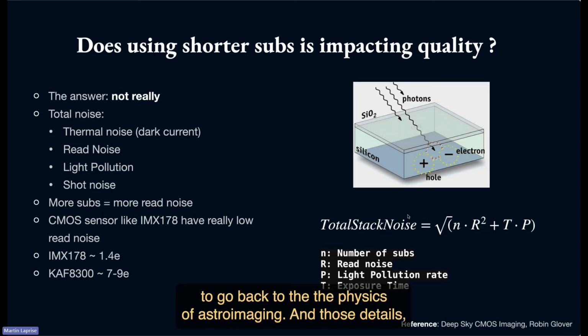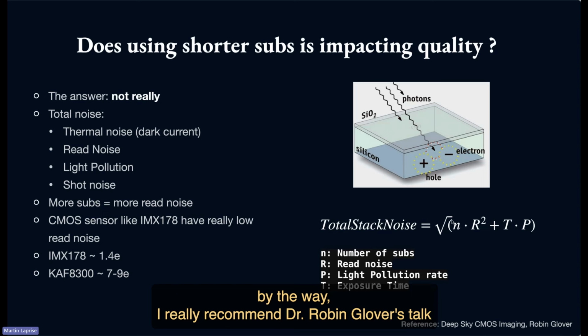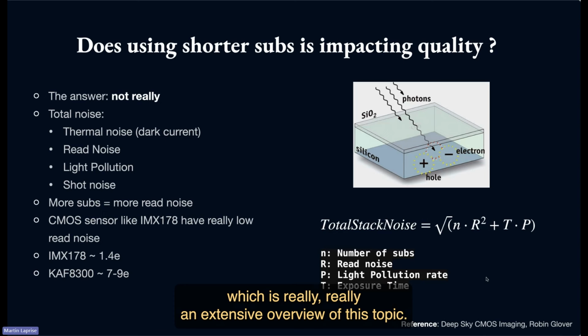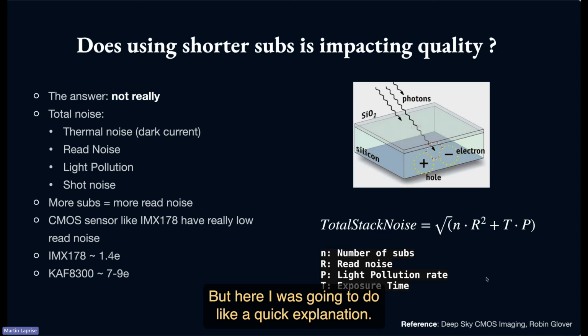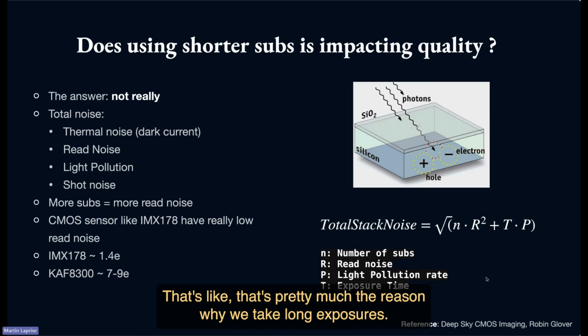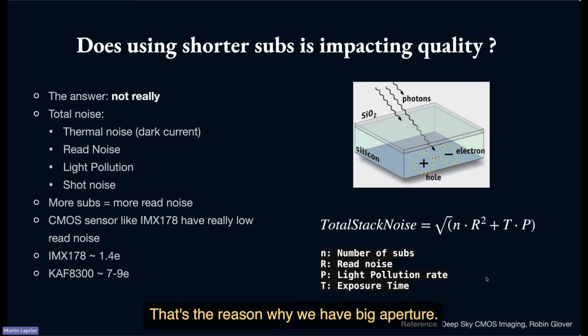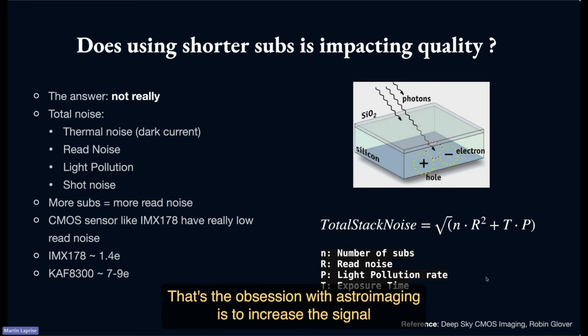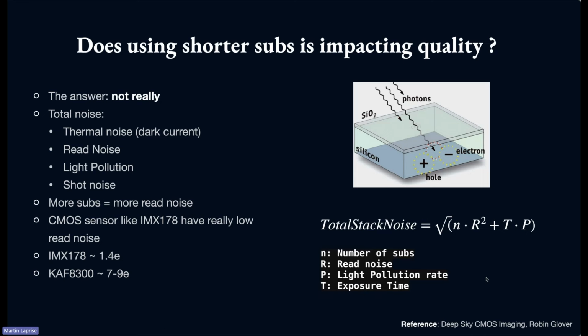And to understand that, we need to go back to the physics of astroimaging. For all those details, by the way, I really recommend the Robin Glover talk, which is a really extensive overview of those topics. But here I'm going to do a quick explanation. Essentially, everything in astroimaging is all about noise. That's pretty much the reason why we take long exposures. That's the reason why we have big apertures. The obsession with astroimaging is to increase the signal-to-noise ratio.